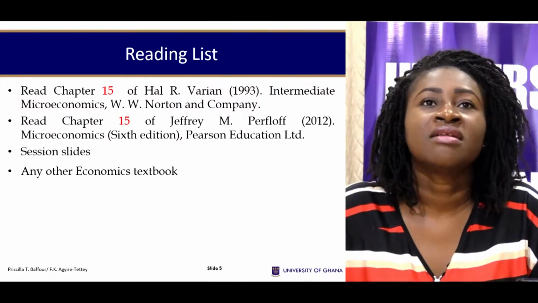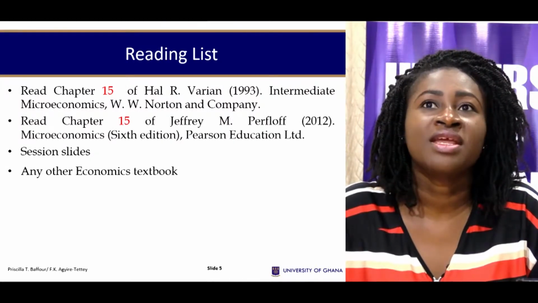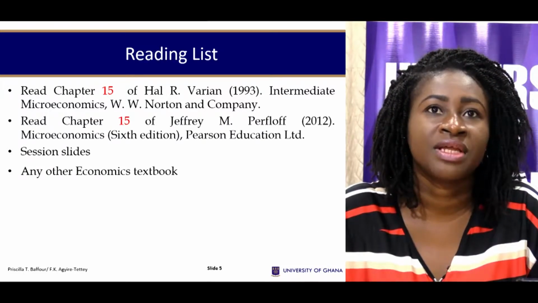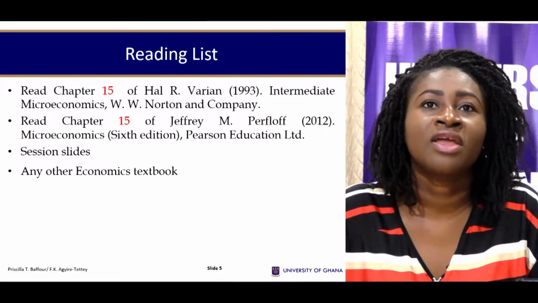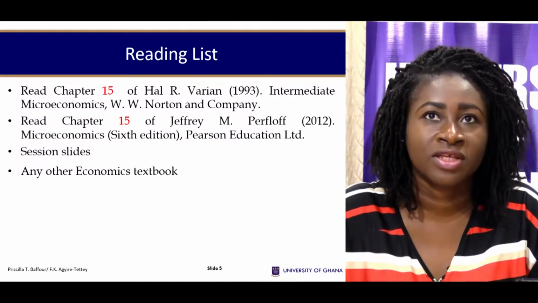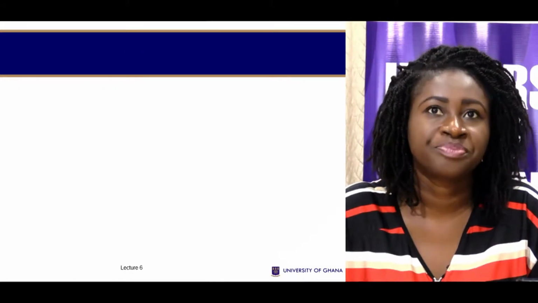The section that you need to read in the textbook is chapter 15 of Varian, which is intermediate micro. And if you are using Perloff, you are advised to read chapter 15 for this section.